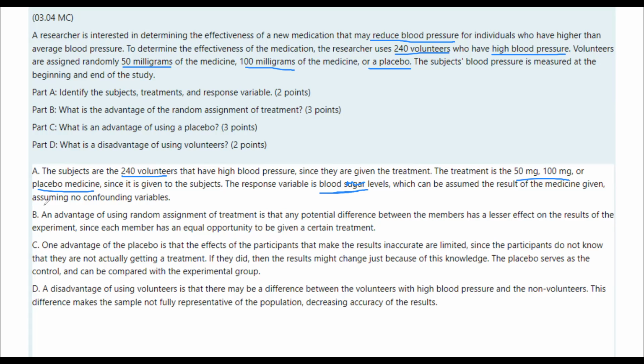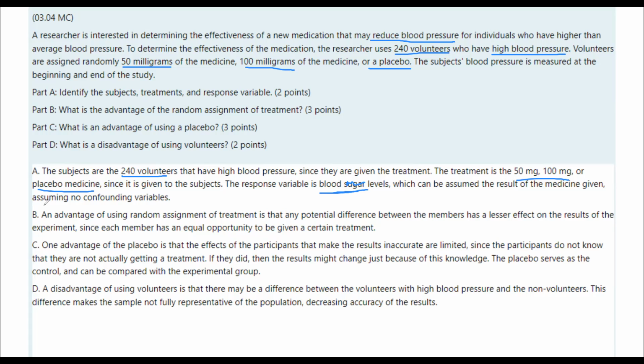One advantage of the placebo is that the effects of the participants that make the results inaccurate are limited, since the participants do not know they are actually not getting a treatment. If they did, the results might change because of this knowledge. Placebo serves as a control, which can be compared with the experimental group. So it's like a control group, basically. So that's what you need to know.